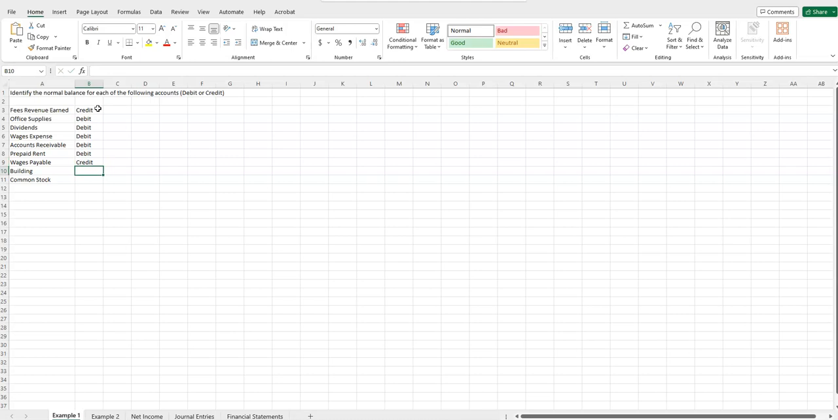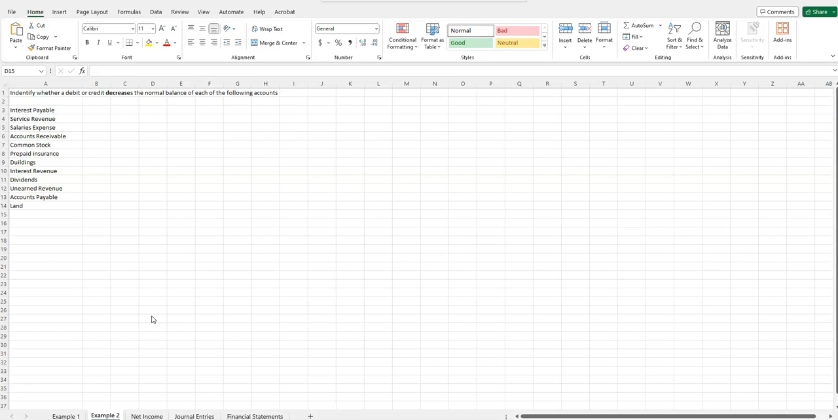And then our building. Buildings are assets that the company owns, and assets have a normal debit balance. Common stock, we talked about a little bit at the beginning of this video. Common stock is an equity account, and equity accounts have a credit balance. Okay. So now let's go to example 2.